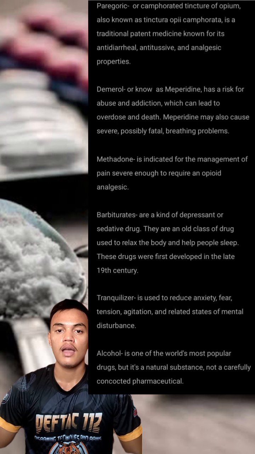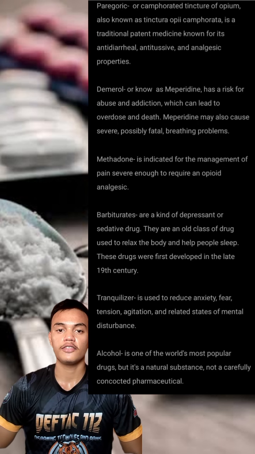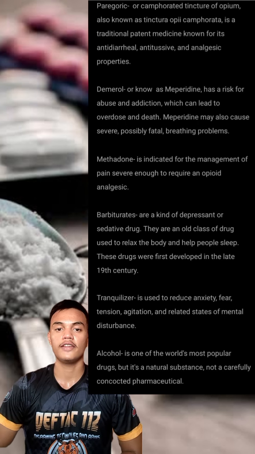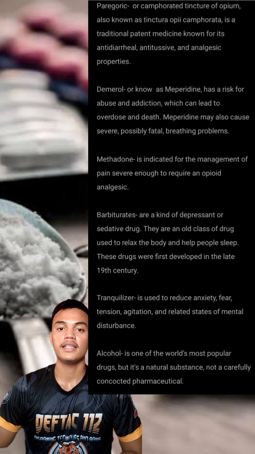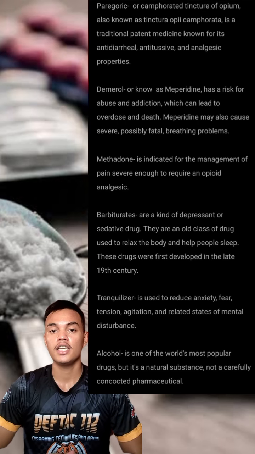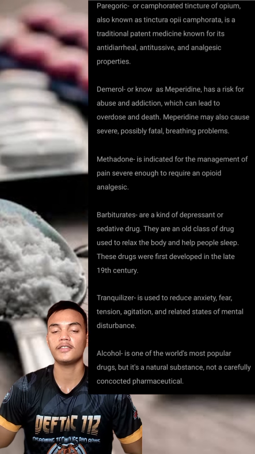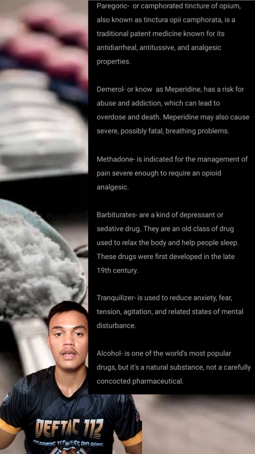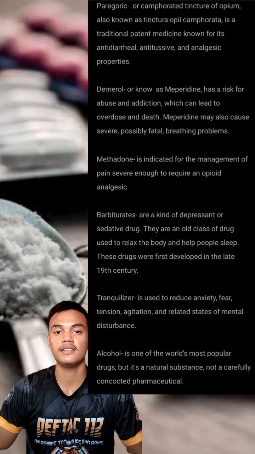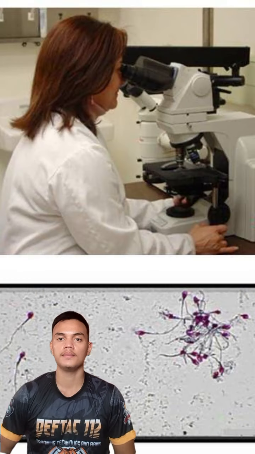Barbiturates are a kind of depressant or sedative drug. They are an old class of drug used to relax the body and help people sleep. These drugs were first developed in the late 19th century. Tranquilizers are used to reduce anxiety, fear, tension, agitation, and related states of mental disturbance. Alcohol is one of the world's most popular drugs, but it is a natural substance, not a carefully concocted pharmaceutical.